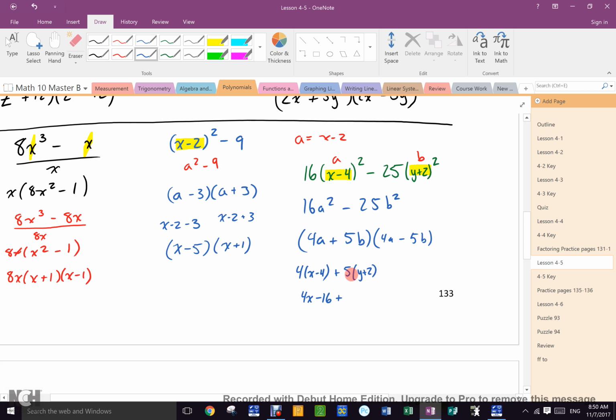what's this one? 5y plus 10. Can I put x's and y's together? No. So it's 4x plus 5y. Can I do negative 16 plus 10? What's that? Negative 6. Now let's come over to this side.